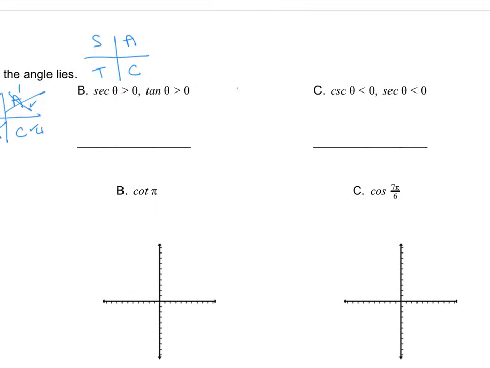For the next one, all students take class. 1, 2, 3, 4. Secant's positive. If the secant's positive, that means the cosine has to be positive. So again, these are out. Tangent's positive as well. That's out. We are in quadrant 1.